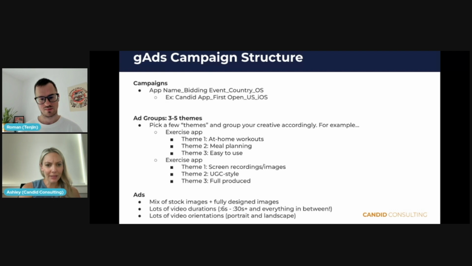So the example I gave here was an exercise app. Maybe your first theme is at-home workouts, and all the text in there is like, save money on a gym, or exercise from your living room. And then the image assets and the videos correspond to that. And then the same thing goes for the other two, like meal planning or the ease of use.